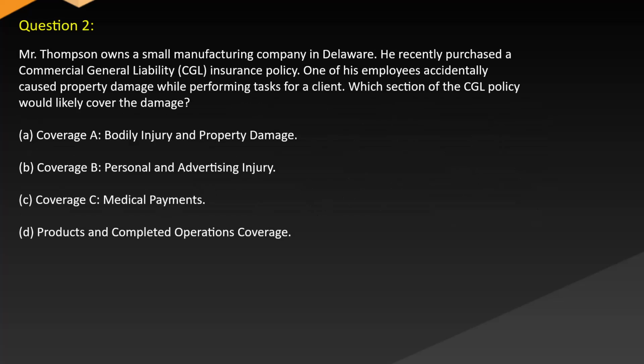Question 2. Mr. Thompson owns a small manufacturing company in Delaware. He recently purchased a commercial general liability (CGL) insurance policy. One of his employees accidentally caused property damage while performing tasks for a client. Which section of the CGL policy would likely cover the damage? A. Coverage A. Bodily injury and property damage. B. Coverage B. Personal and advertising injury. C. Coverage C. Medical payments. D. Products and completed operations coverage.